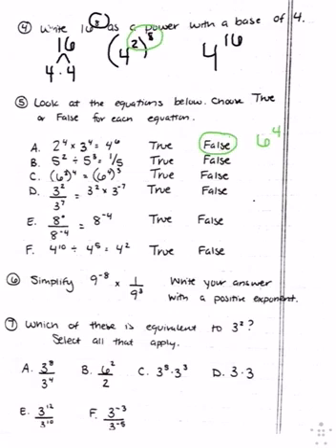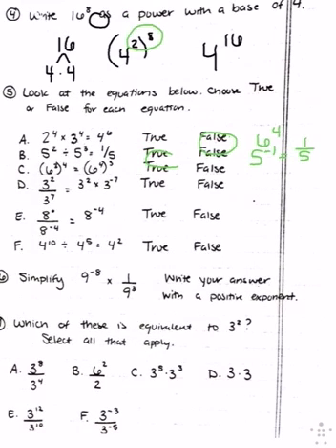Letter B, 5 squared divided by 5 to the 3rd equals 1 over 5. Since we are dividing, we subtract our exponents, and we would get 5 to the negative 1st. 2 minus 3 is negative 1. And I know negative exponents are written as fractions, so 1 over 5. That statement is true.